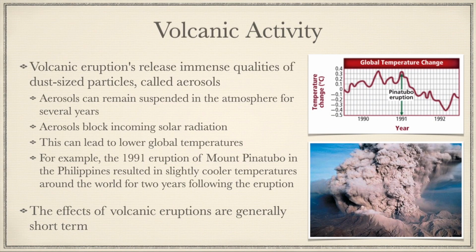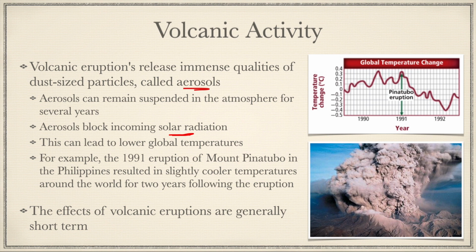Now, volcanic activity. Volcanic eruptions release immense quantities of dust-sized particles. We call those aerosols. Aerosols can remain suspended in the atmosphere for several years. So once these aerosols end up in the atmosphere, they stay there for a while. Aerosols block incoming solar radiation. This can lead to lower global temperatures, because less sunlight means lower temperatures.